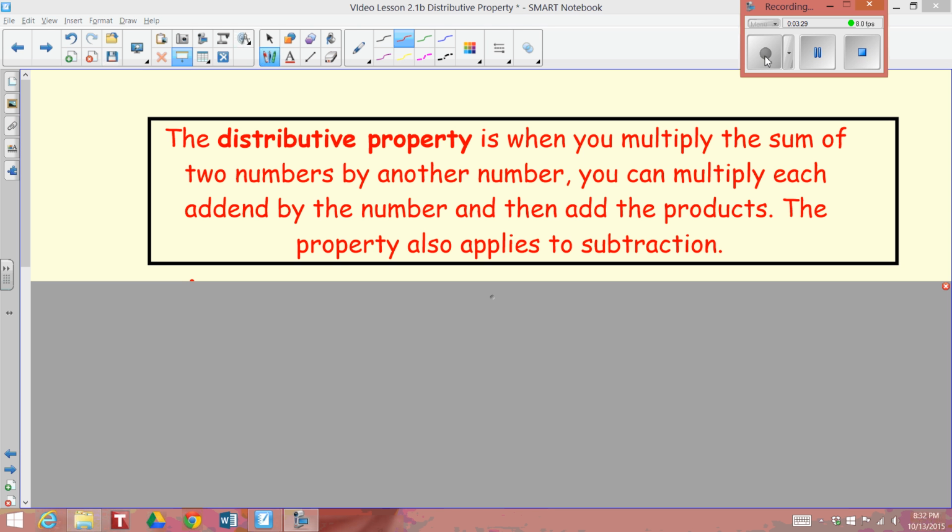So just like we talked about in class, the distributive property is when you multiply the sum of two numbers by another number. You can actually multiply each addend in the parentheses by the number and then add those products together. This property also applies to subtraction.